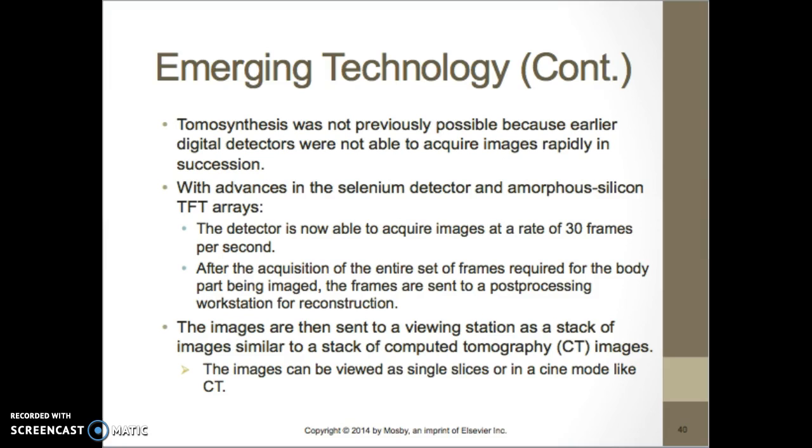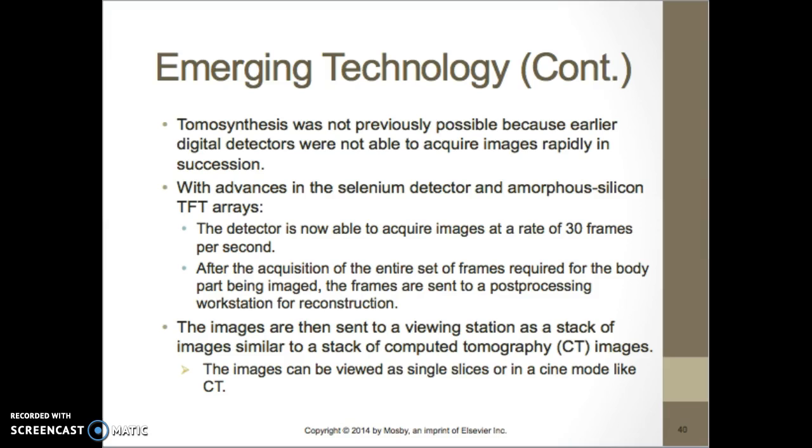Tomosynthesis was previously not possible because earlier digital detectors were not able to acquire images rapidly in succession. With advances in the selenium detectors and amorphous silicon TFT arrays, the detectors are now able to acquire images at a rate of 30 frames per second. After the acquisition of the entire set of frames required for the body part being imaged, the frames are sent to a post-processing workstation for reconstruction.